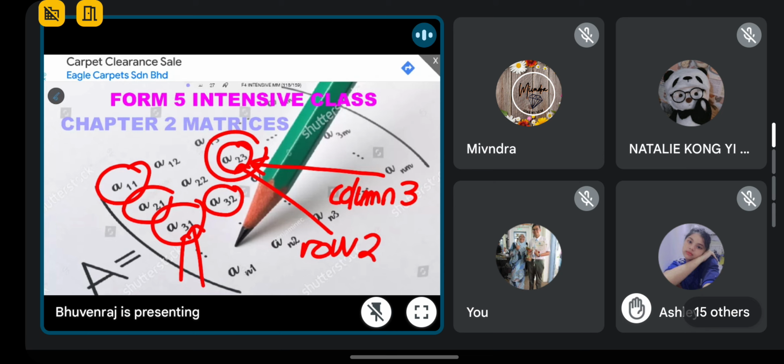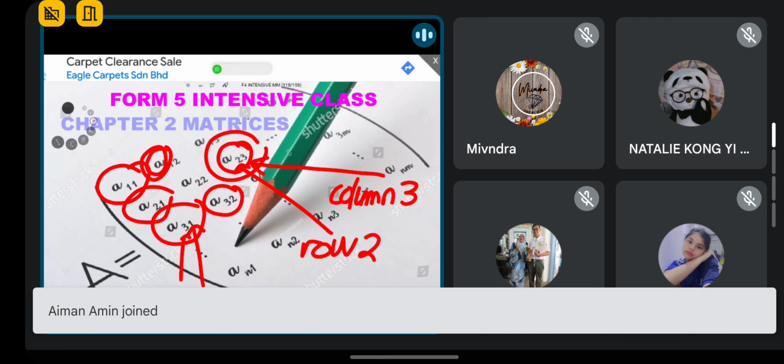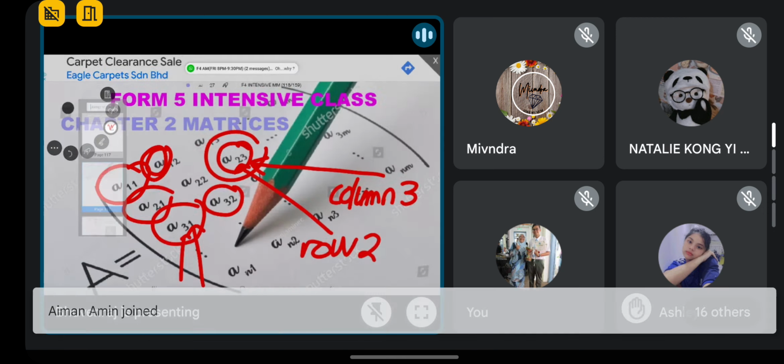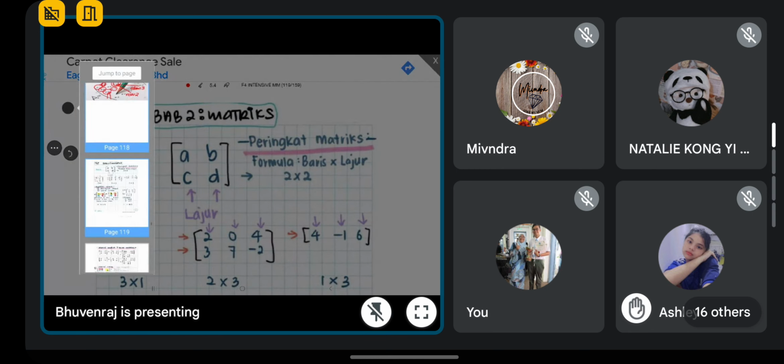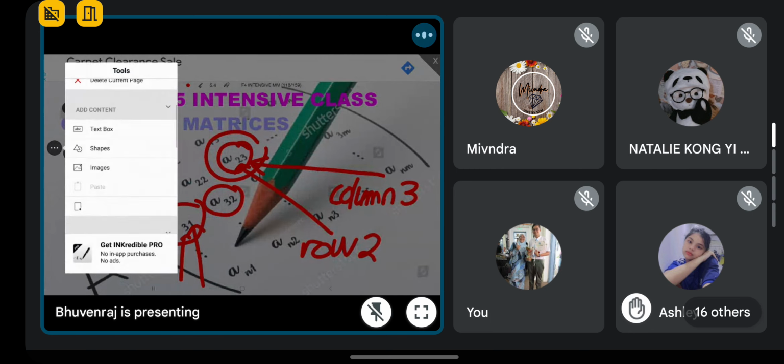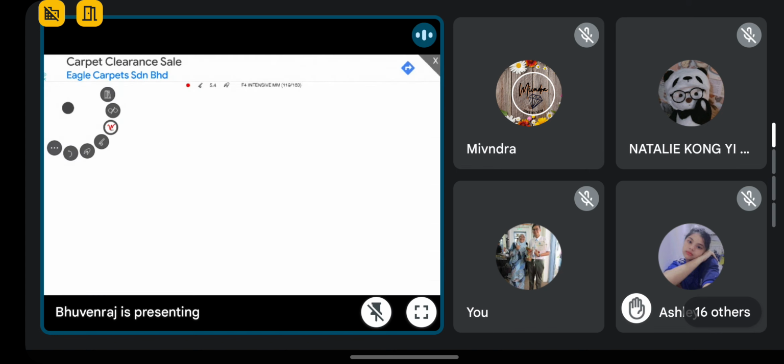Kita guna bentuk macam ni. Selalu kita akan guna huruf A untuk mewakili unsur. We always use A to represent an element. Okay, so now let me give you an example with numbers to make it more clear for you guys. Okay, sorry, wait. From here, insert one page. Okay, let's say I have a matrix. Saya panggil matrix ni matrix M.